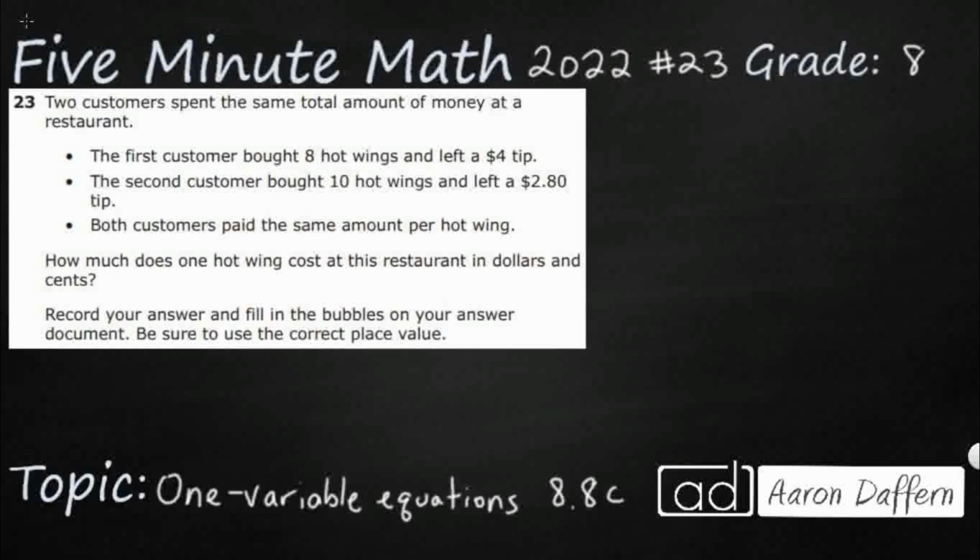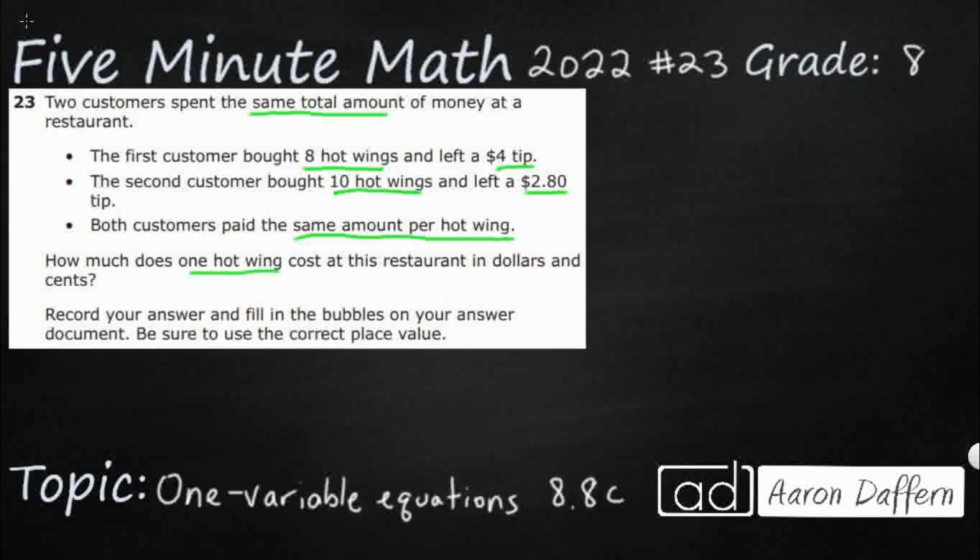So we've got two customers here and they're spending the same total amount of money at a restaurant. So that's going to be important for us. Two customers coming in. One of them is going to buy 8 hot wings and we're leaving a $4 tip. Second one is buying 10 hot wings, so more, but he leaves a smaller tip of $2.80. And then both customers paid the same amount per hot wing. So we're not talking different types of hot wings or different wings that cost different amounts. It's the same amount per hot wing. So how much does one hot wing cost in dollars and cents?